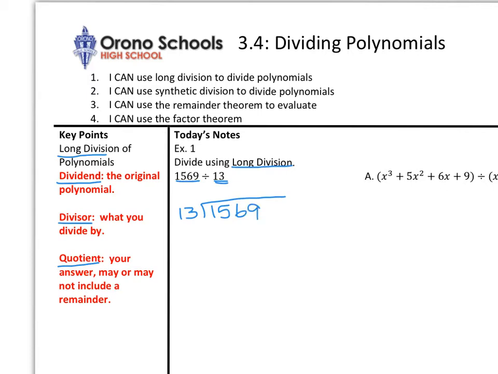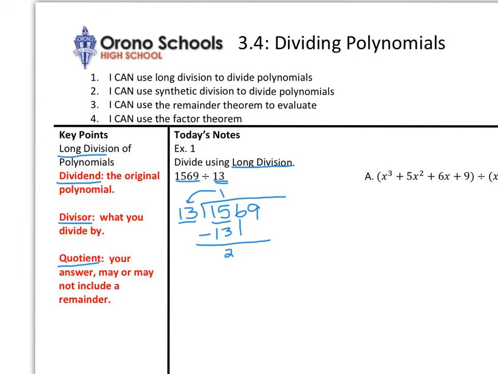When you do long division, you take the number of digits in the divisor and you match it up with that many digits at the start of the dividend. I don't know if that made sense. So 13 has 2 digits, therefore we look at the first 2 digits of the dividend. 13 would go into 15 one time evenly. That means I would take 1 times 13 and write that below. And then we subtract to see what's left over. 15 minus 13 is 2.